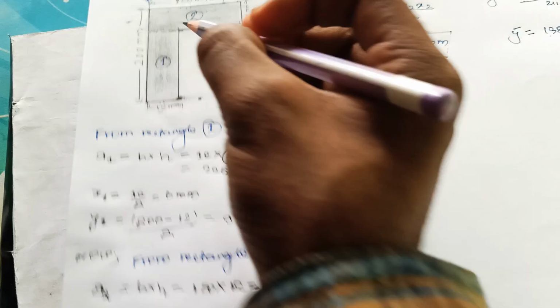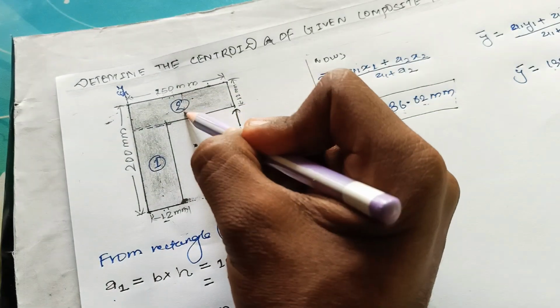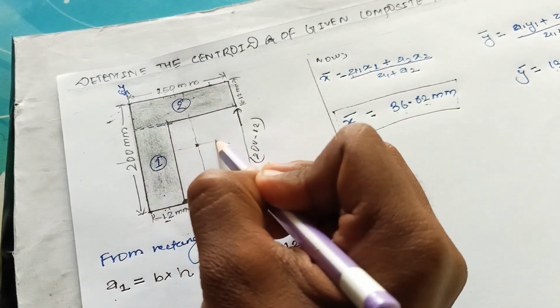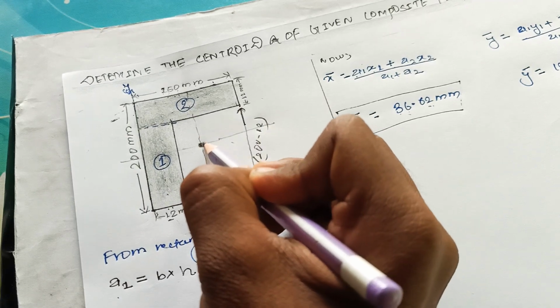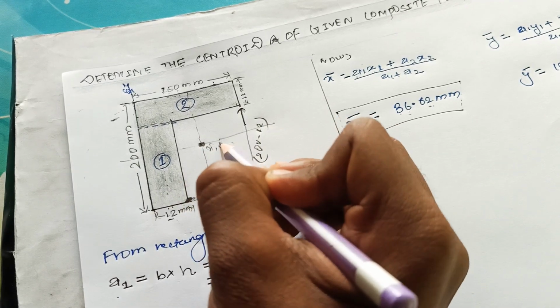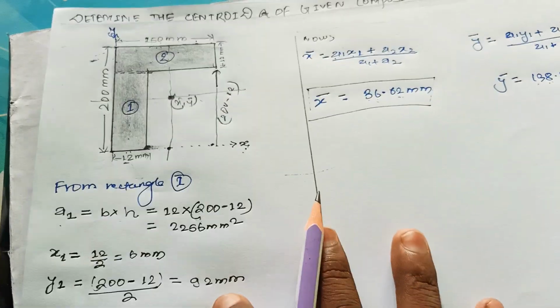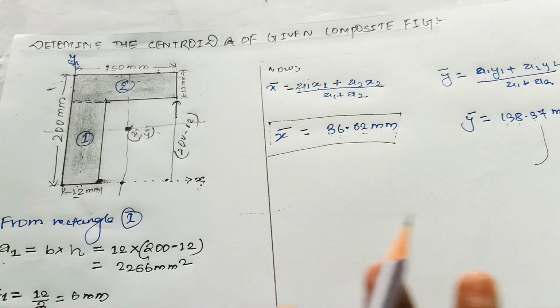So this is the centroid, the center of this composite figure, x bar, y bar. Thank you. This is the solution.